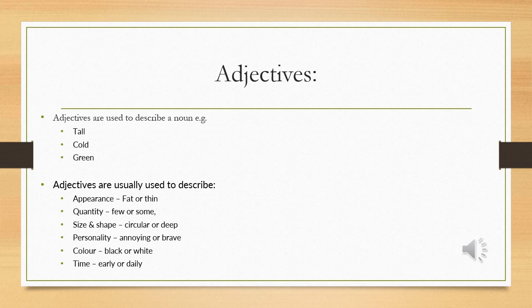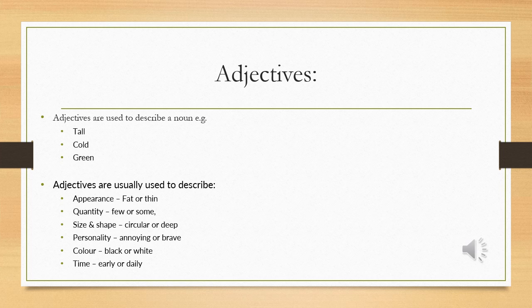Okay, so what ways do we usually use to describe a noun? So maybe you want to talk about the appearance, so you could have fat or thin. There's many others as well. Maybe you want to talk about the quantity of the noun. So a few examples here are few or some. Maybe the size or shape of the noun. Could be circular or deep or shallow. There's many more.